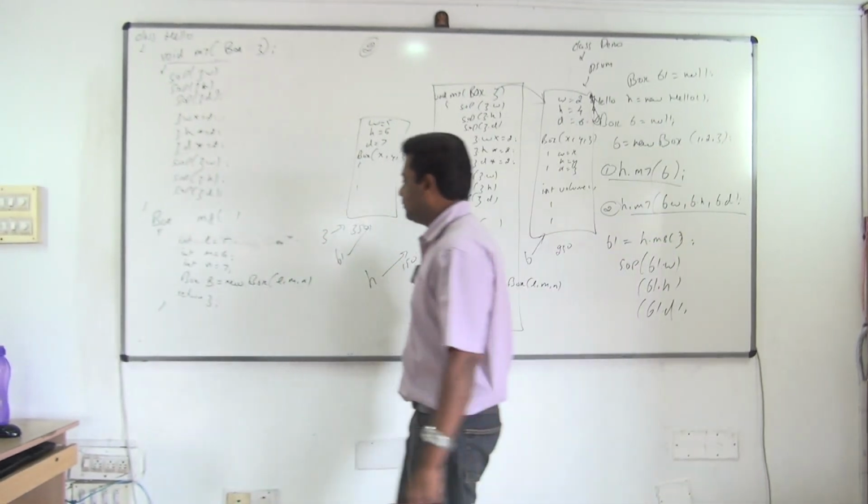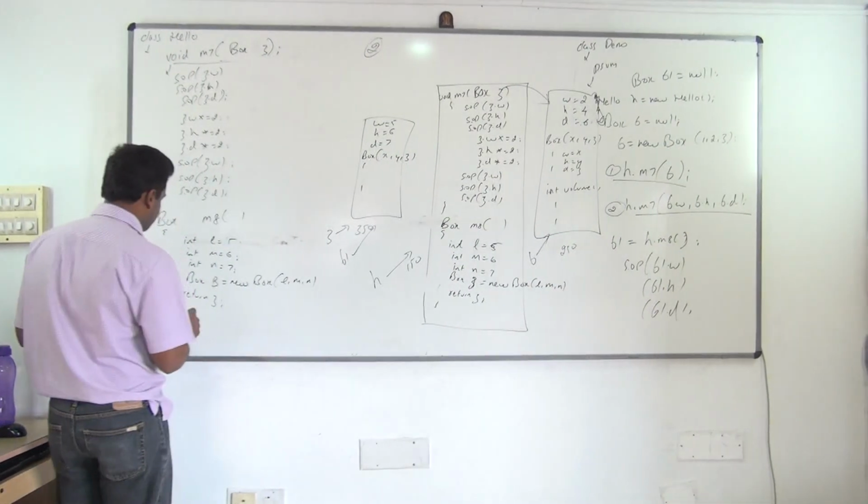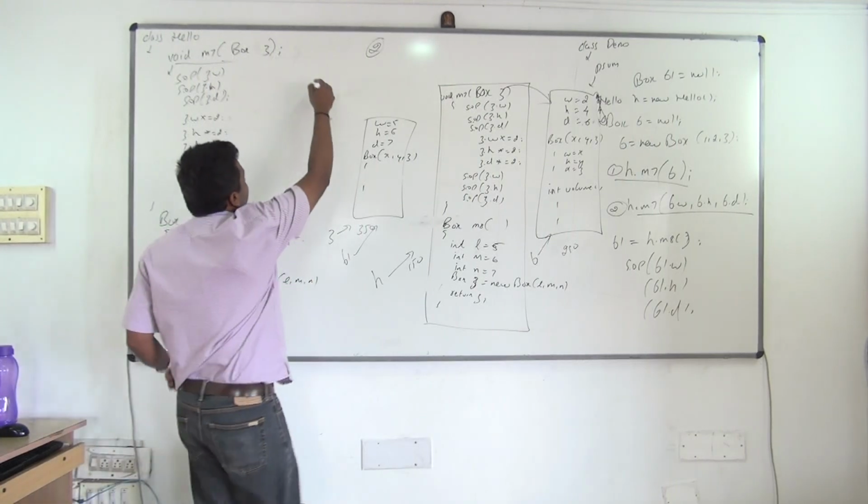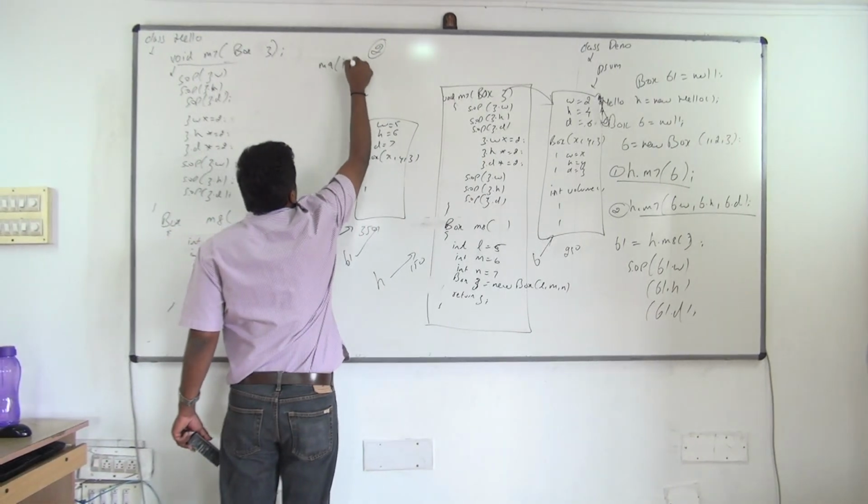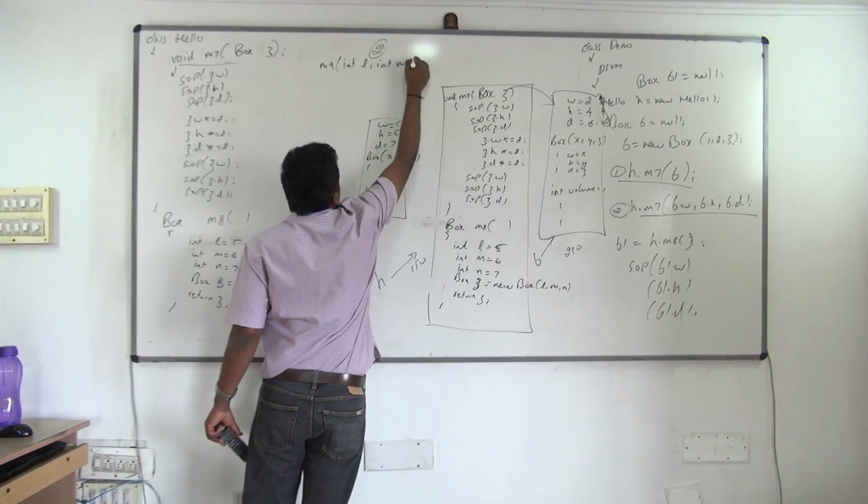Clear this? Okay. Now, one more thing. Here only I'll modify it and show. Or okay, I'll write M9 method here. M9, int L, int M, int N.